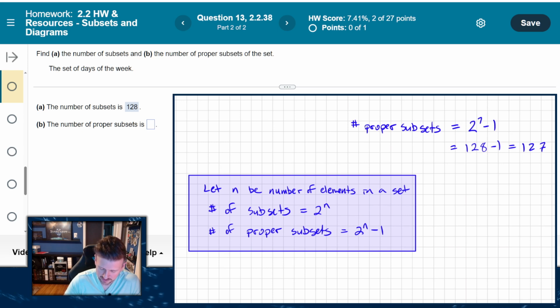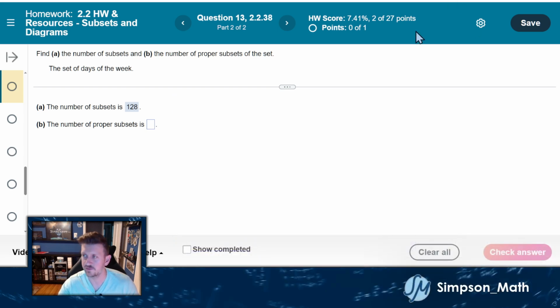Or generically, if you let n just be the number of elements in a set, so in this case n would be 7. The number of subsets is 2 to the nth, or in this case 2 to the 7th. The number of proper subsets is 2 to the n, and then you do a minus 1. All right, let's take a look at number 17 and 18. They're friends.